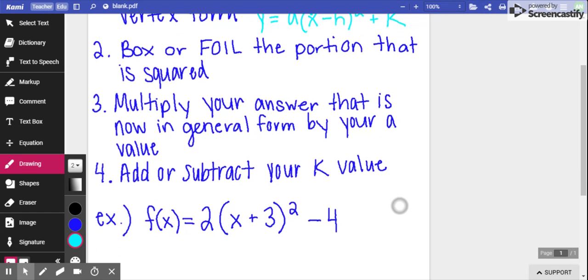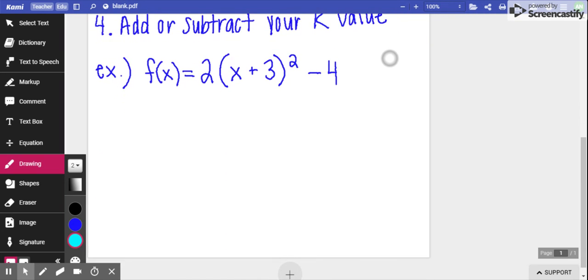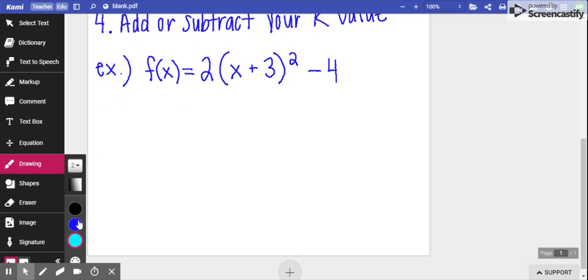So let's work through this problem together so you can fully see and understand what I'm saying. The first thing we're going to do is make sure it's in vertex form. I see an a, (x minus h) squared plus or minus k. We're good to go. The second thing we're going to do is box or FOIL our (x plus 3) squared. I will do both so we can see that we do in fact get the same exact answer either way you do it. It's just up to you which one you like and understand. So we get x squared, 3x, 3x, and 9.